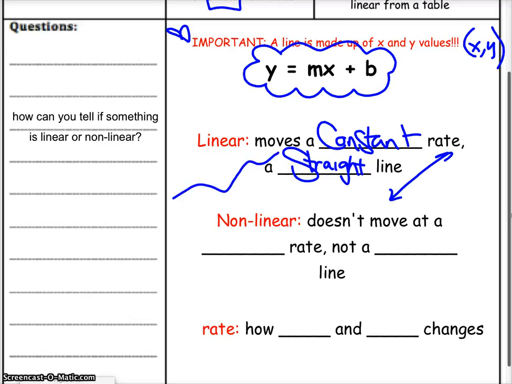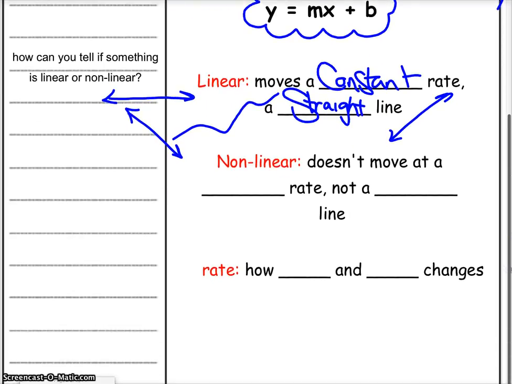Is that constant? No. I'm going up a little bit, and then I'm going down, and then steep, and a little bit down. That's not constant. Constant or not constant? Constant, always the same. Constant or not constant? Constant. Always the same. So as long as it's always the same, it's constant.